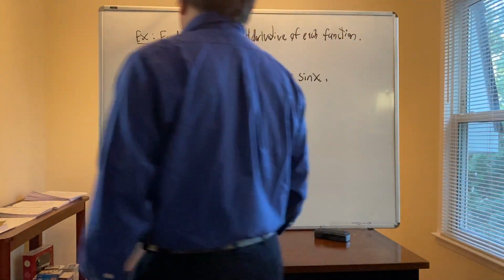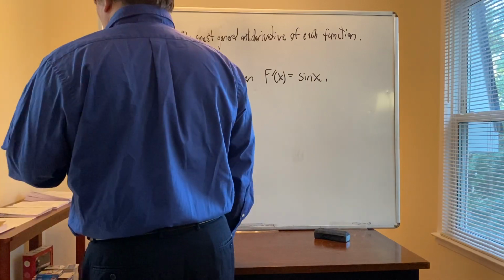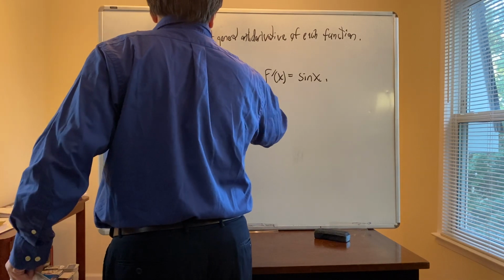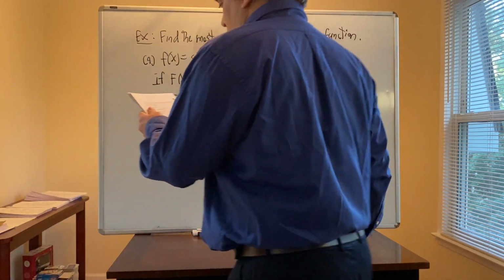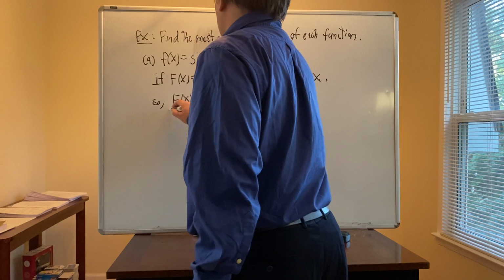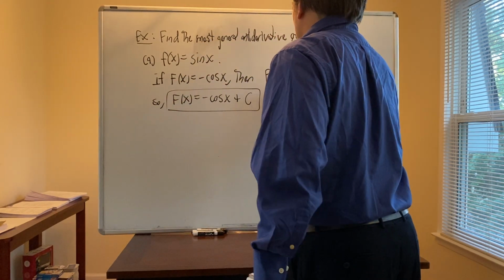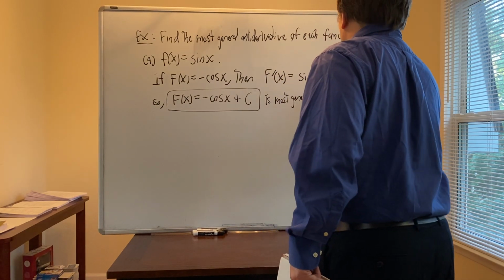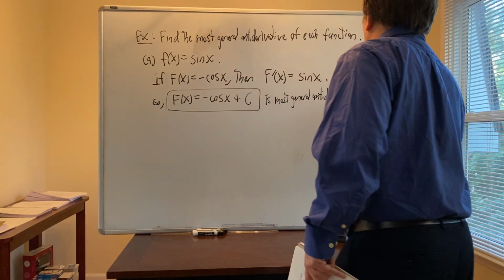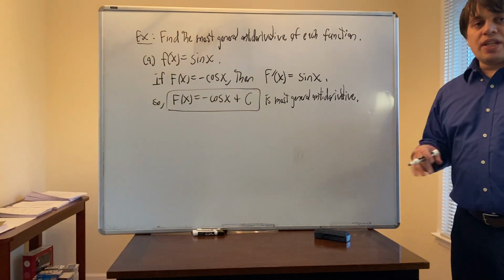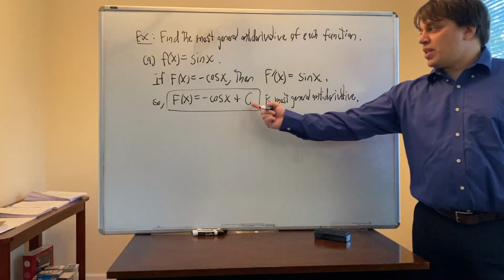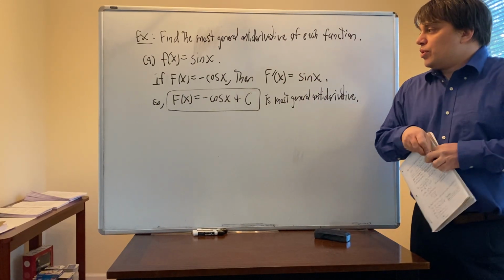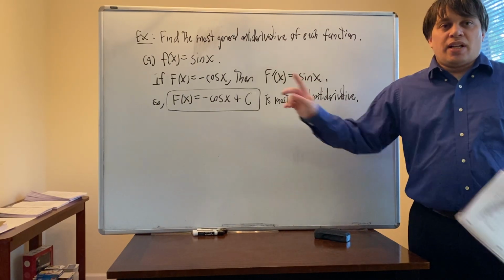And for all the functions whose derivatives are sine x, you just say capital F of x equals negative cosine x plus c is the most general antiderivative. And if you just write plus capital C and not say capital C is a constant, I'll understand that capital C means a constant in this context. Okay? So if you use the right notation in the right situation, I know what you mean.